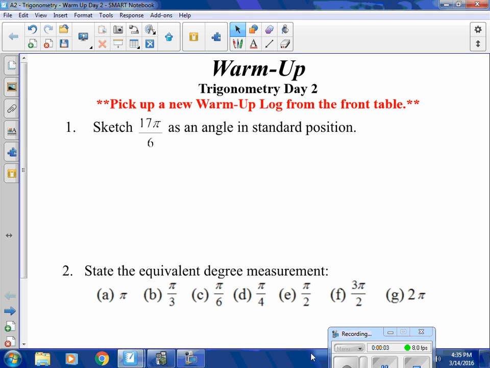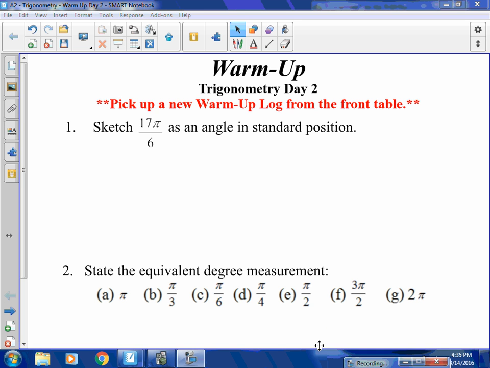All right, this is the lesson from Unit 13, Day 2, Trigonometry, Day 2. And like usual in class, I'd like to start up with a warm-up. So you can see the warm-up on your screen right now.